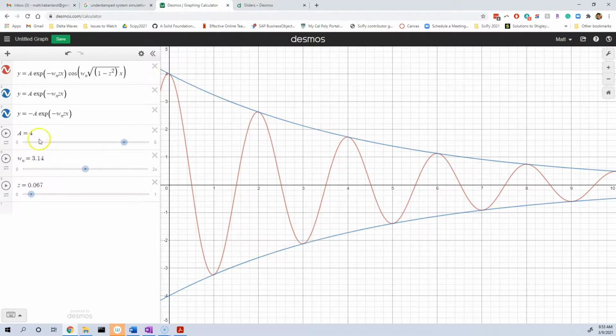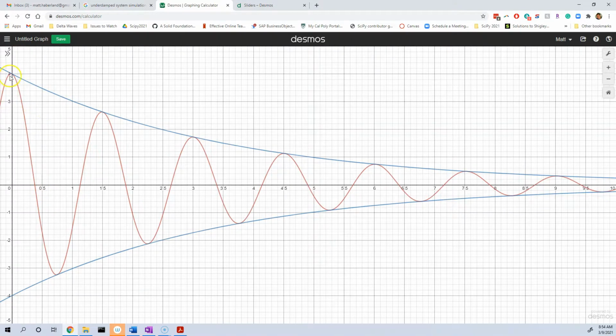If I didn't show you this over here, actually maybe what I'll do is I'll change some settings and we'll see if you can figure out what the natural frequency is. Okay, so we can read off what the natural frequency is from this plot. We can see that over the course of 1.5 time, it goes through a full cycle.